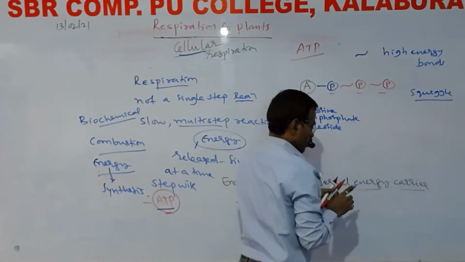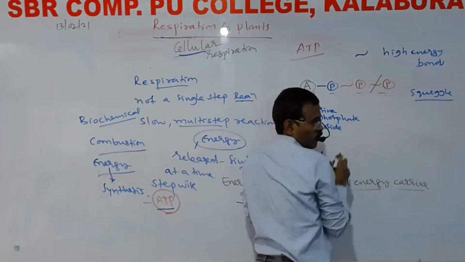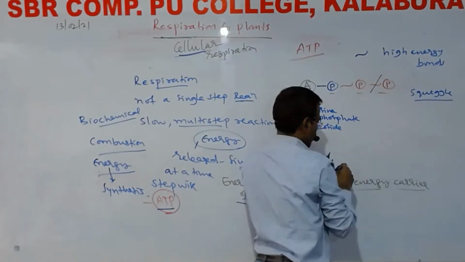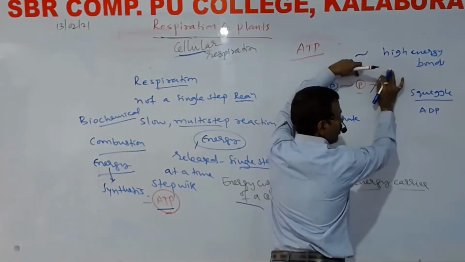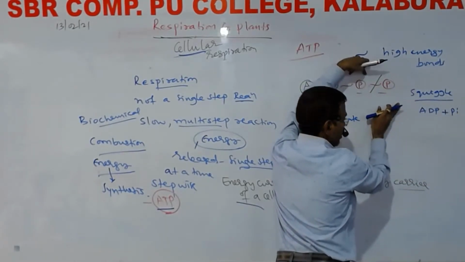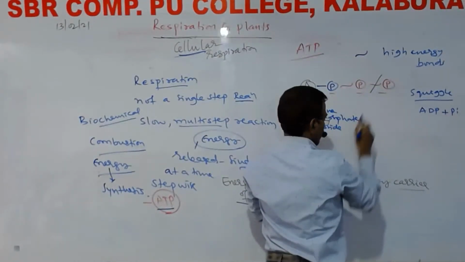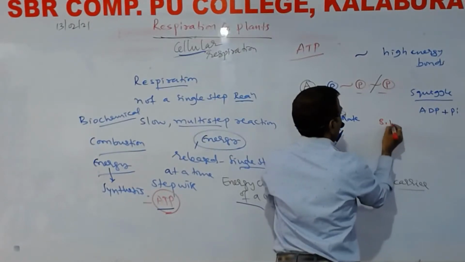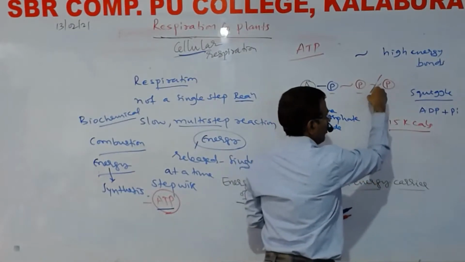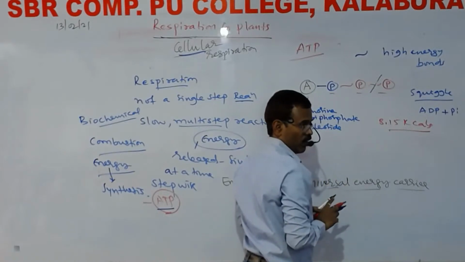So when the last phosphate is broken, first, second, third, what will we get usually? Adenosine diphosphate, and one inorganic phosphate gets separated. On the hydrolysis, the breakdown of this, it is going to yield 8.15 kilocalories of energy. Remember, when it is hydrolyzed, it produces 8.15 kilocalories of energy.